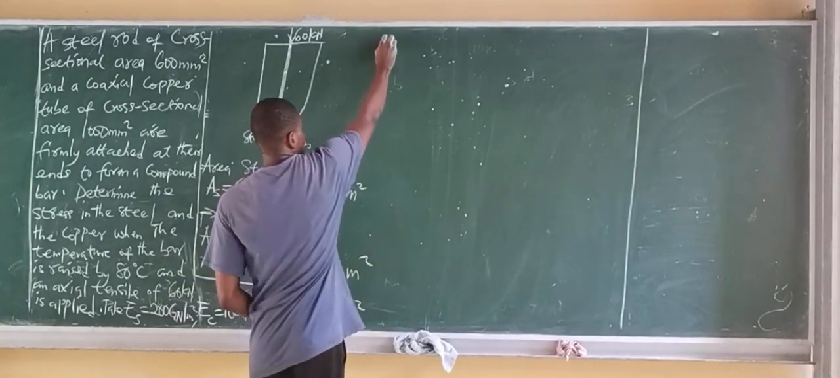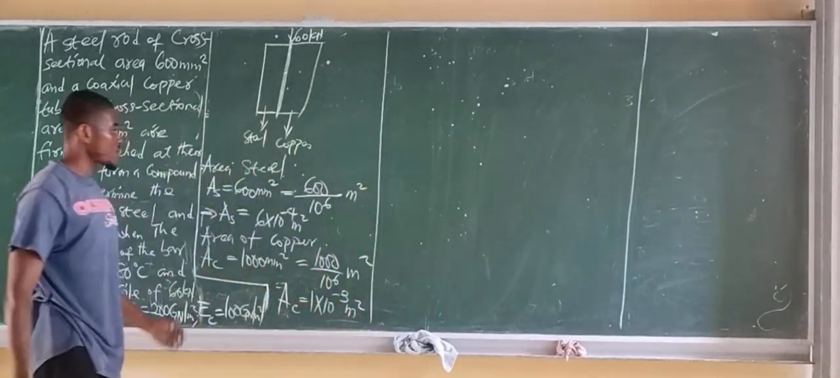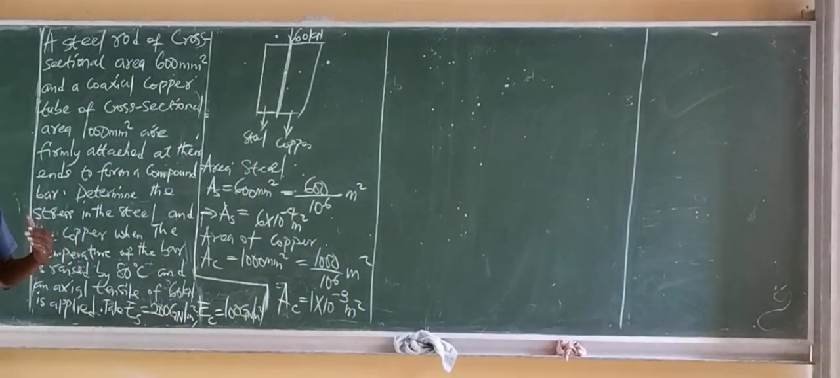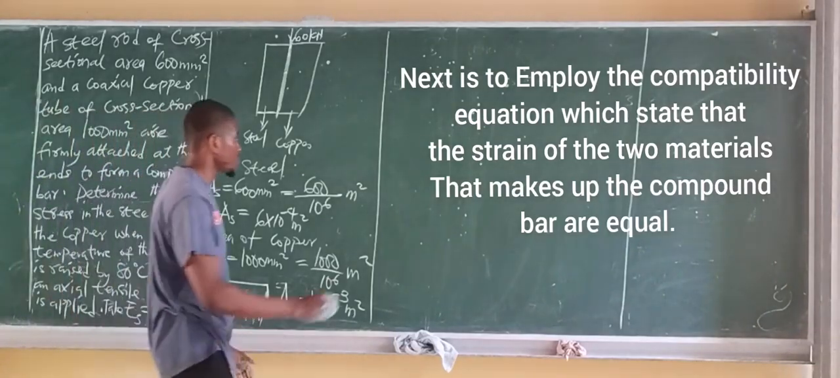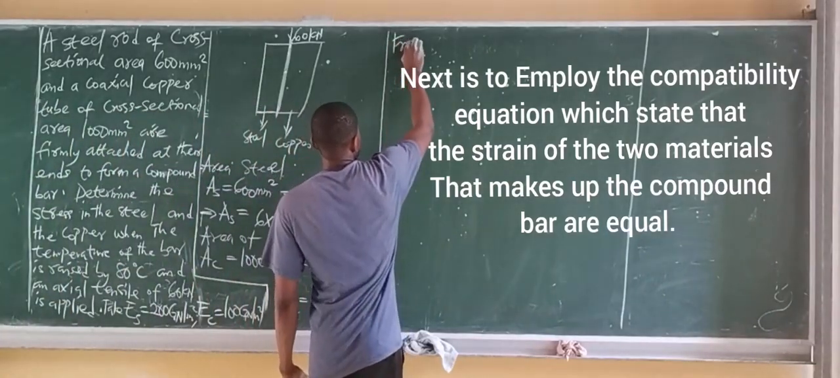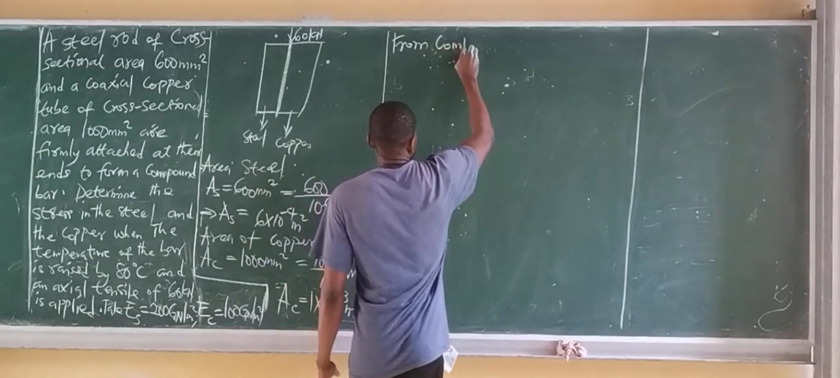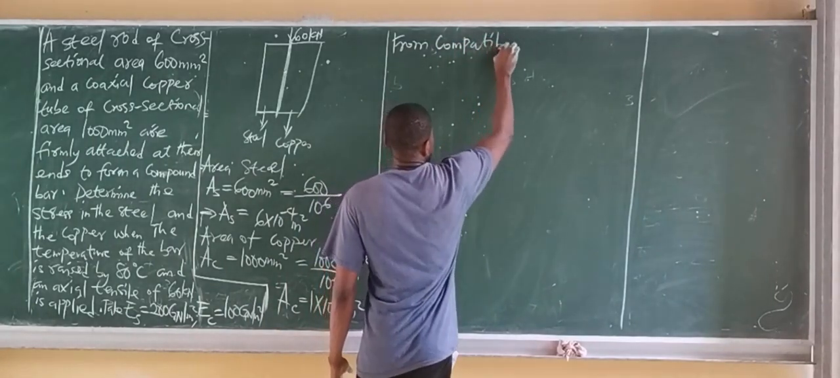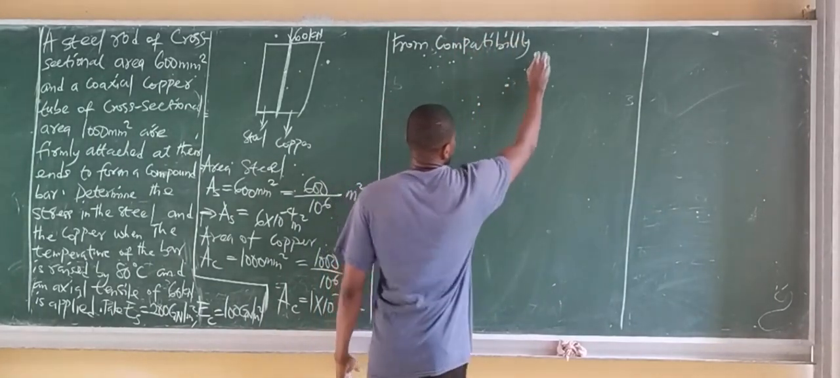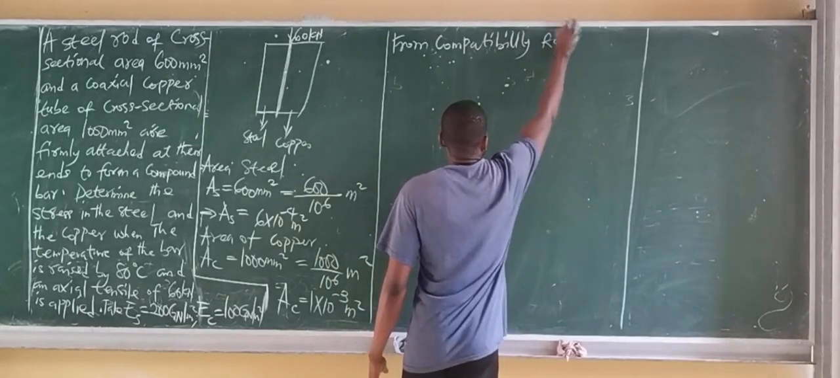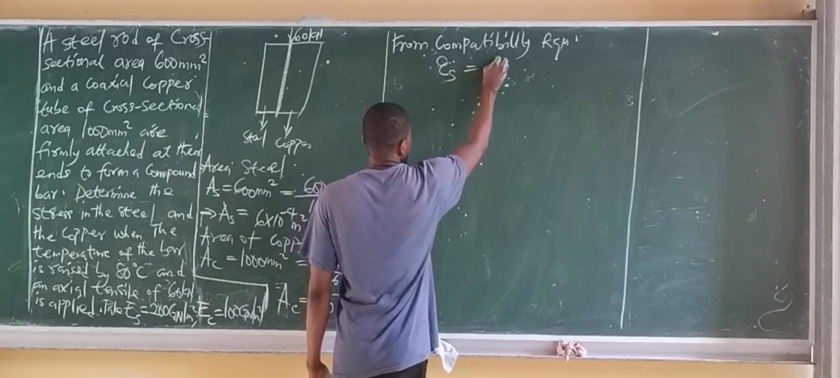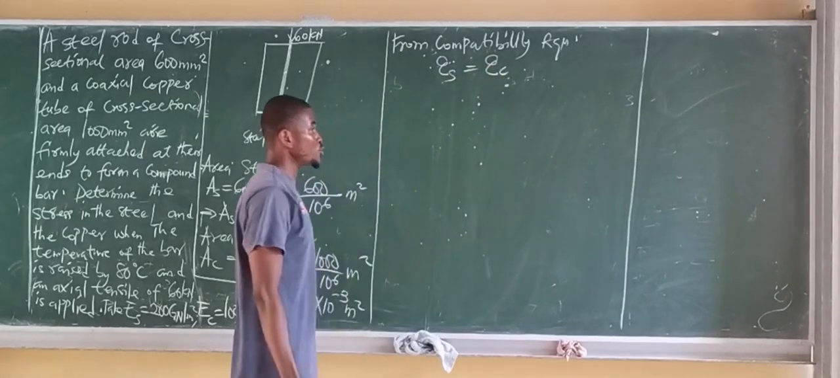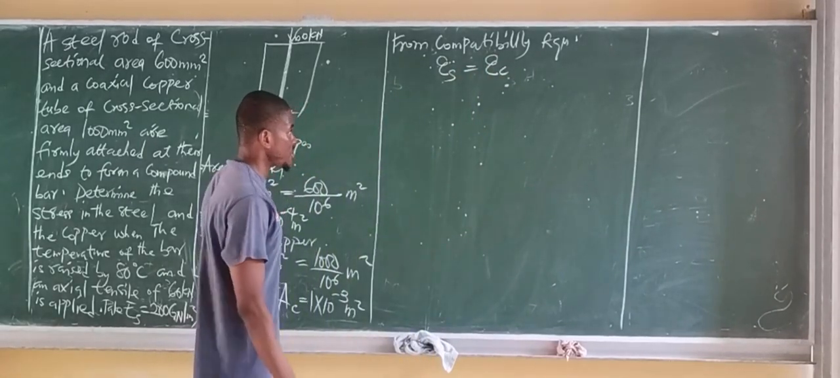Okay, so that's the first step: find out the area of the two components or materials that make up the compound bar. After that, the next thing to do is to employ the compatibility equation. From the compatibility equation, we know that the strain of the steel bar was equal to the strain of the copper rod. The two were equal from the compatibility equation.